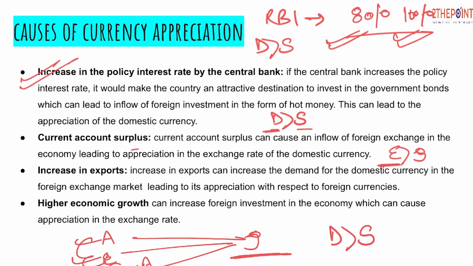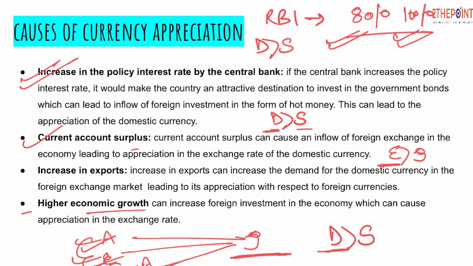Why is demand more? Because the American company also wants to settle the bill of the Indian company, the European country also wants to, Australia also wants to, and they are paying in their own currency and demanding Indian rupees in return, due to which demand for the Indian currency has increased and supply is less, which leads to currency appreciation. So that is current account surplus. Now third is increase in exports, as I have properly explained here. Whenever there is an increase in exports, foreign companies will demand more Indian rupees to settle the bills of Indian companies. Demand more, supply less, leading to currency appreciation.